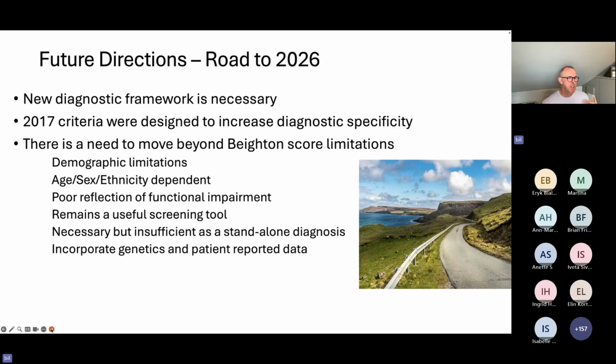The real reason they had the 2017 criteria really was actually to reduce the overdiagnosis of HEDS, and they did achieve that to an extent, but maybe at the cost of sensitivity, missing some patients. We get more precise, but potentially less inclusive.